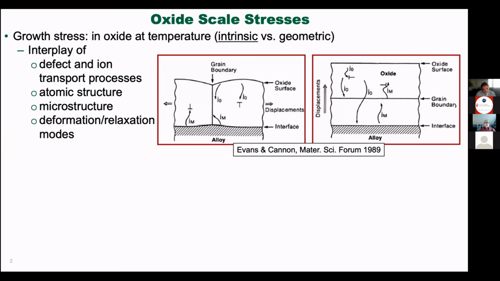In a way, I want to define what I mean by growth stress. Actually, what I refer to by growth stress here, and most people do, is the measurement of a stress that develops in the oxide at temperature, at the oxidation temperature. And it comes about from a number of different reasons that you're well aware of, things like defect and ion transport properties, the atomic structure, the microstructure, and then, of course, the deformation and relaxation modes that this leads to.